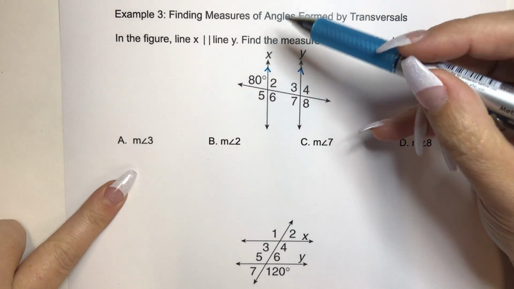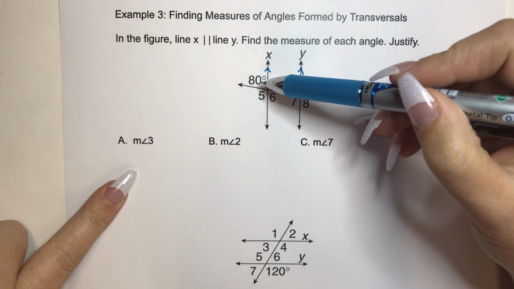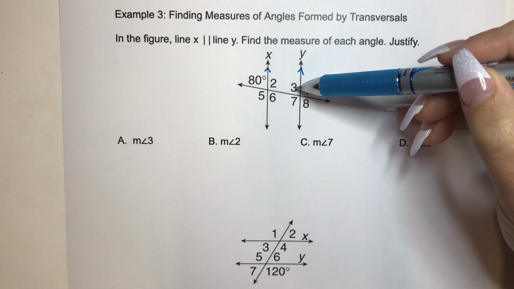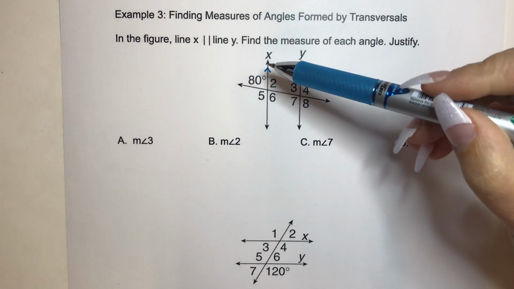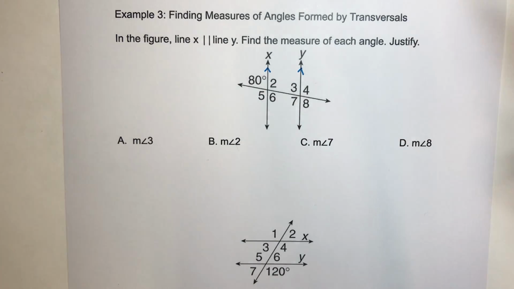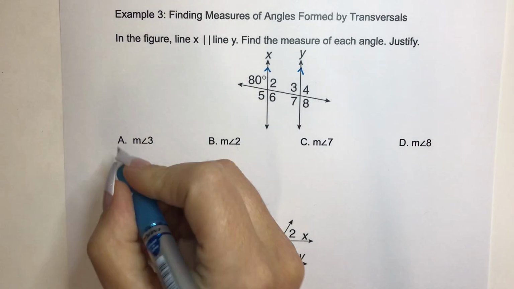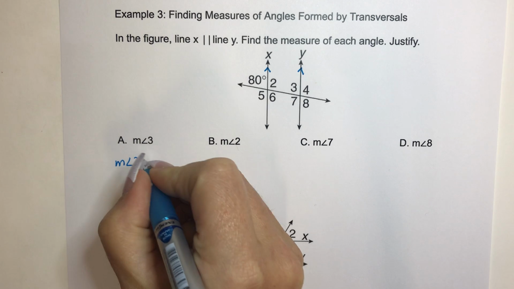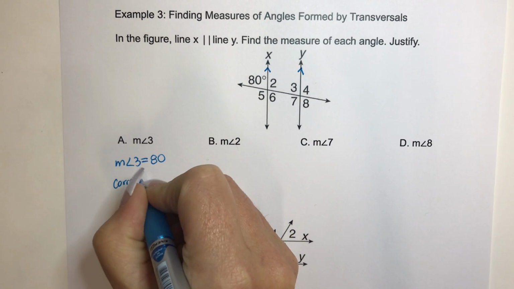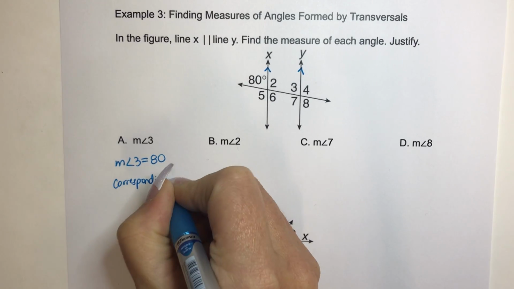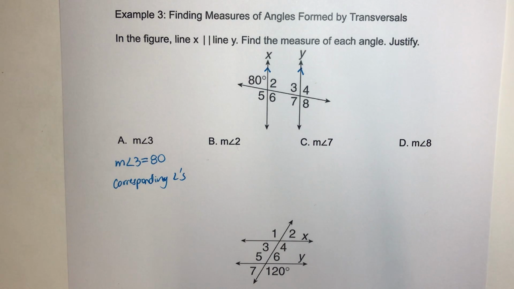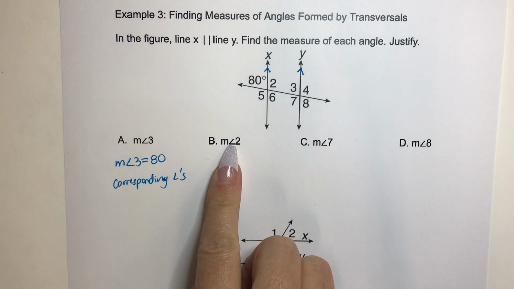So first, the only thing it's telling us is that this angle is 80 degrees. It wants us to find the measure of angle 3. And since these lines are parallel, I'm going to say that 80 and 3 are corresponding angles. So I'm going to say the measure of angle 3 is equal to 80 because of corresponding angles. That's the justification.